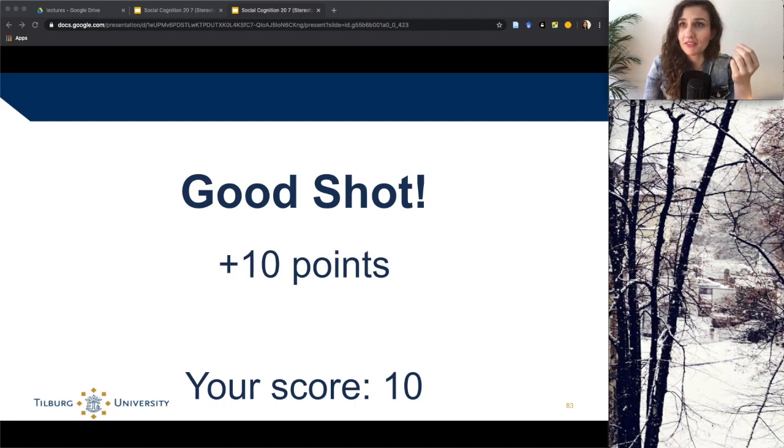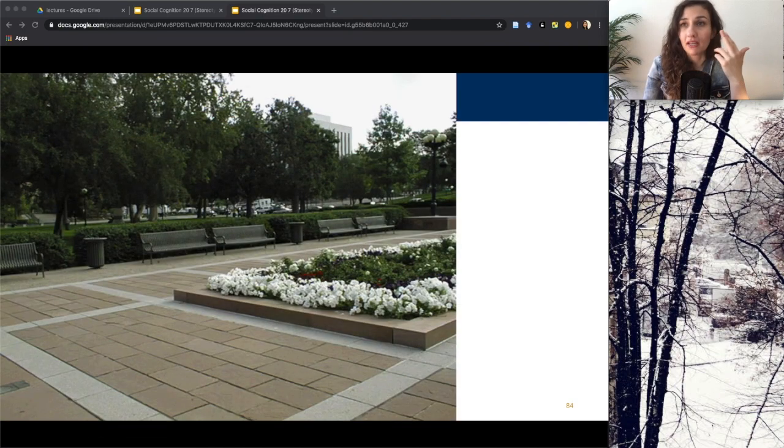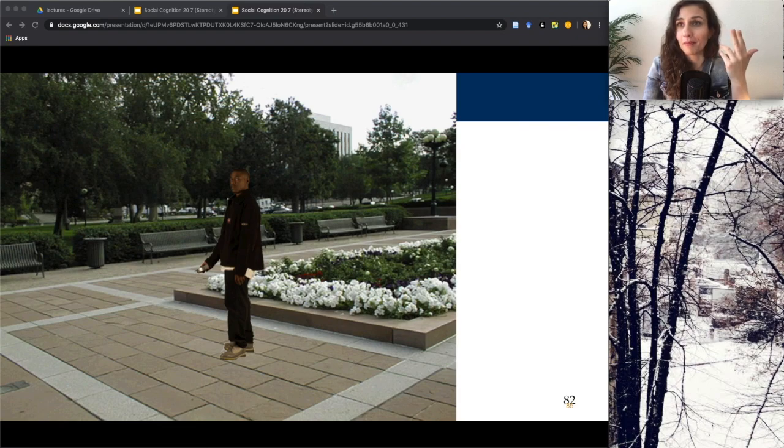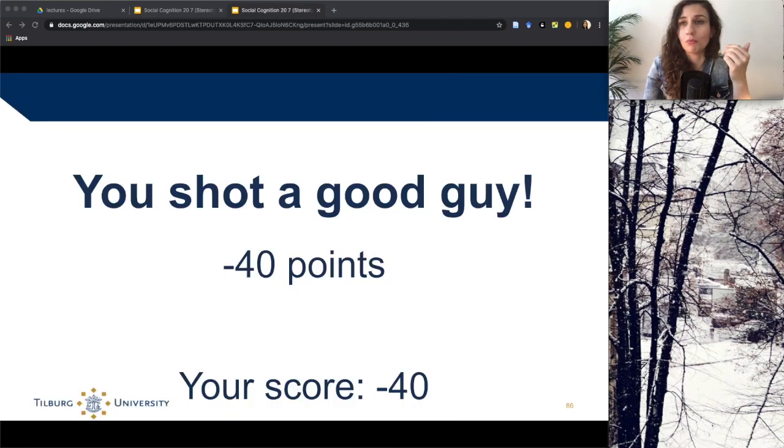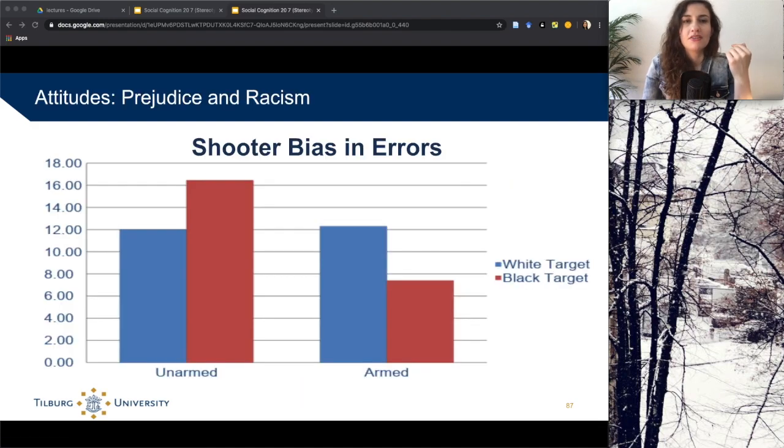If you shot this black person with a gun, you might get a signal like this. It says, good shot, you get 10 points. And again, we show a bunch of backgrounds. If you shoot someone like this, a black person holding a phone and not a gun, then you would lose some points. So you get feedback like this. So what we can look at basically is how many errors people make, depending on whether the target shown is armed or unarmed, and if the target is black or white.